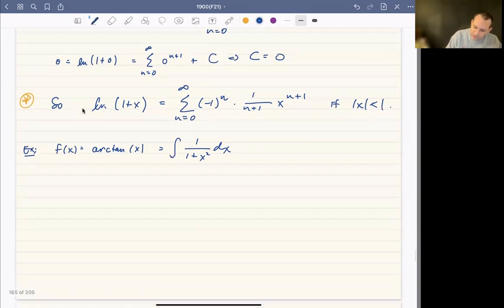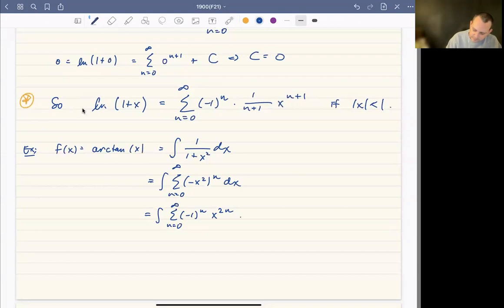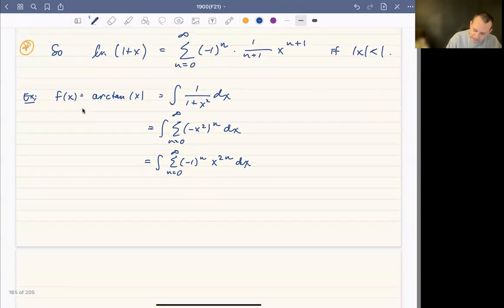We can write 1 over 1 plus x squared as a geometric series. So this is the integral of negative x squared to the n, as n goes from 0 to infinity. We're integrating with respect to x. And then we can do the same tricks as before. We can write this as the sum of negative 1 to the n times x to the 2n, as n goes from 0 to infinity, dx. And then we can switch the role of the sum and the integral. So we can put the sum outside and the integral inside. The negative 1 to the n stays outside. We're integrating x to the 2n dx.